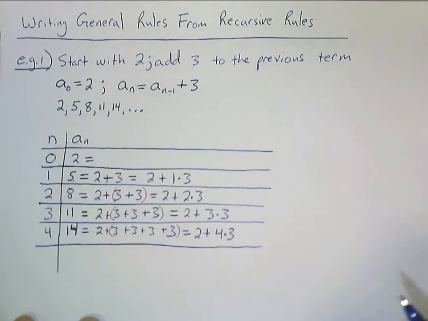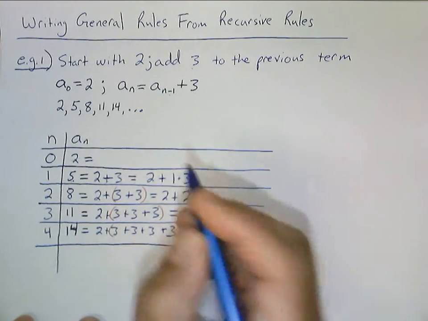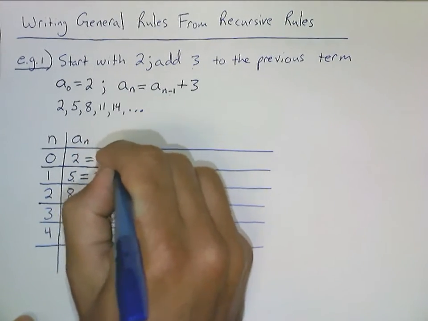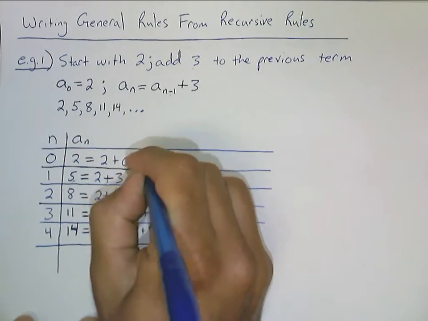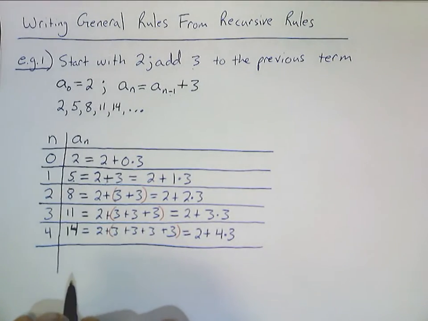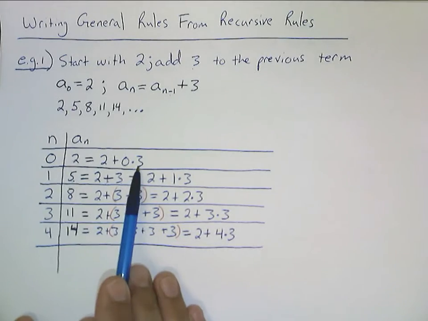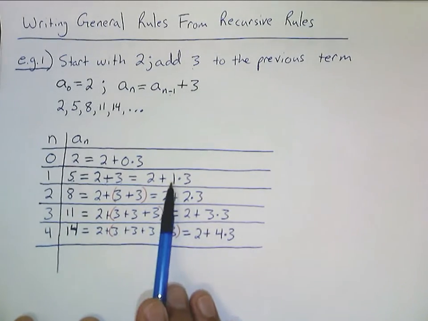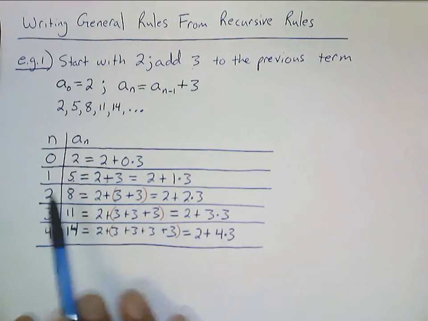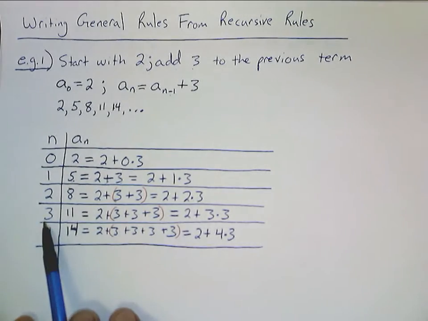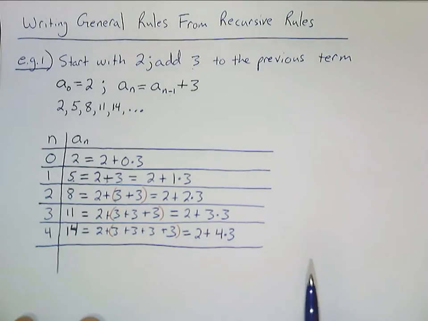Hammering. But still, this 2 we could rewrite as 2 plus 0 times 3. Okay, so notice, when n is 0, we're adding on 0 3's. When n is 1, we're adding on 1 3. When n is 2, we've added on 2 3's. When n is 3, we're adding on 3 3's. When n is 4, we're adding on 4 3's.